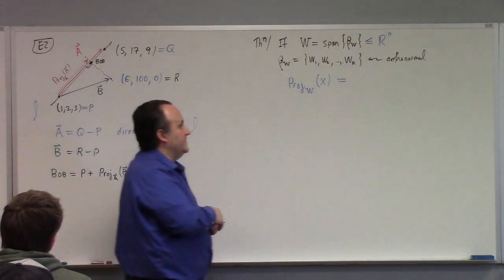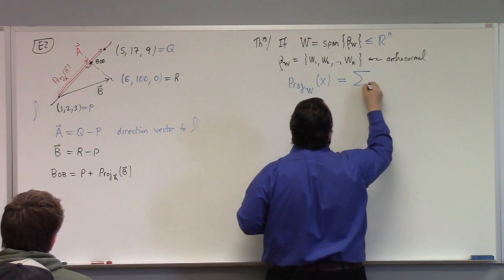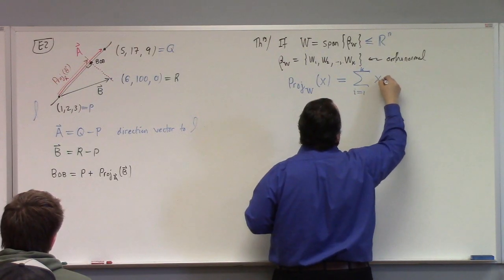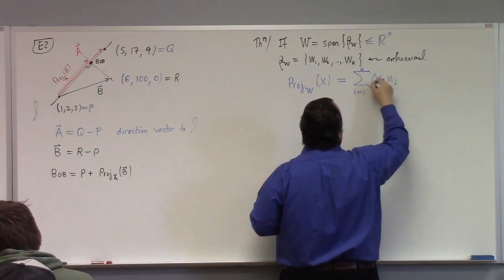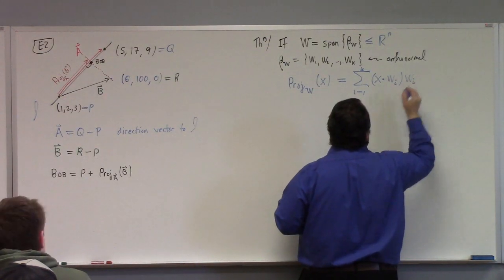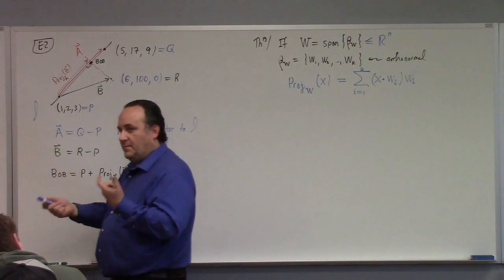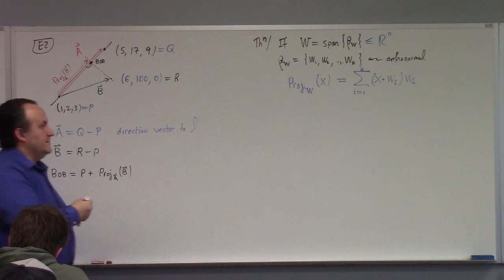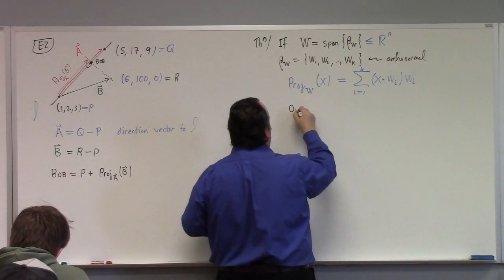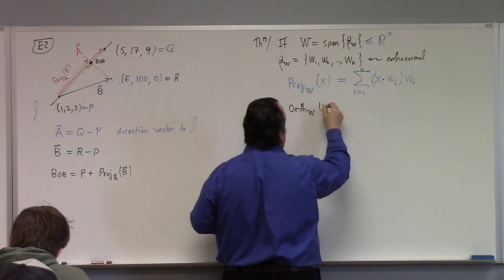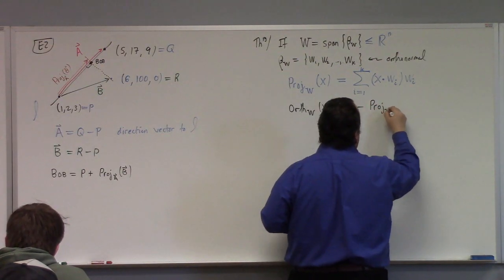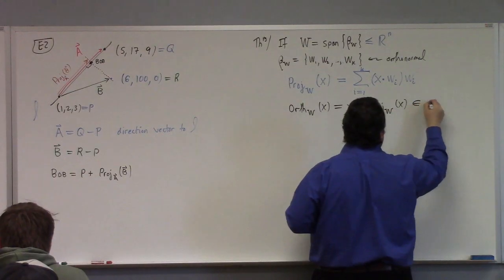And the formula for this is simply as follows. You take the sum, let's say i equals 1 to k of x dot wi times wi. This gives you the part of the vector x which lies in the plane W, or the subspace W. And you can also talk about orth as x minus the projection. This will be an element of W perp.